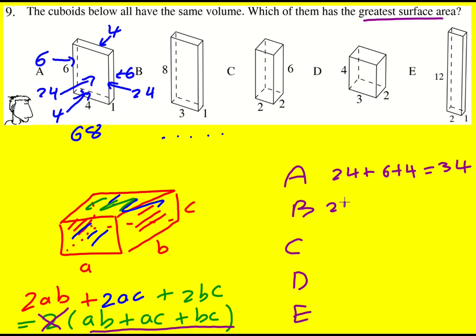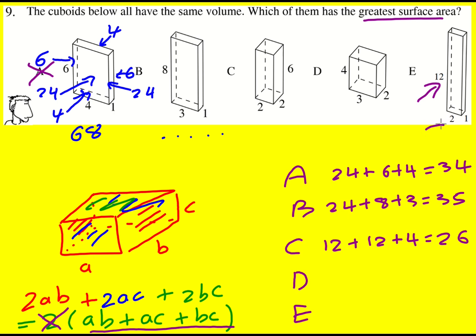For B, 24 plus 8 plus 3, which gives 35. Okay, so that one is winning so far. For C, we're going to get 6 times 2 and another 6 times 2 and then 2 times 2. 24, 26. For D, I don't think it's obvious when you first look at them which one is necessarily going to be the largest, even though this one is very large. These two are both quite small. So for D, I've got 12 plus 8 plus 6 by doing 4 times 3, 4 times 2, and 3 times 2. That gives 26 as well.